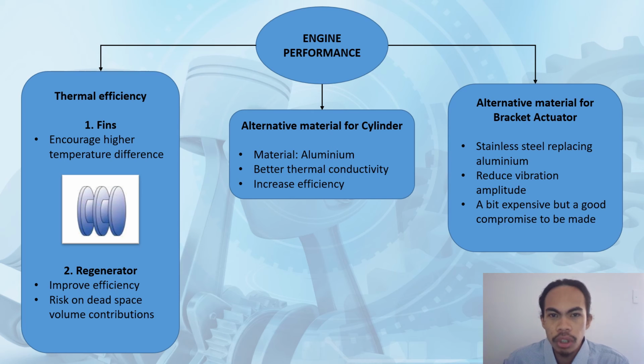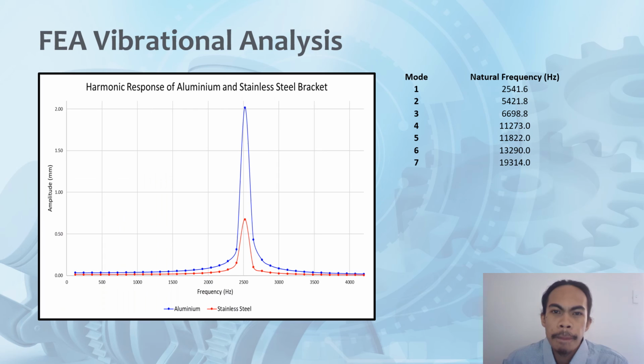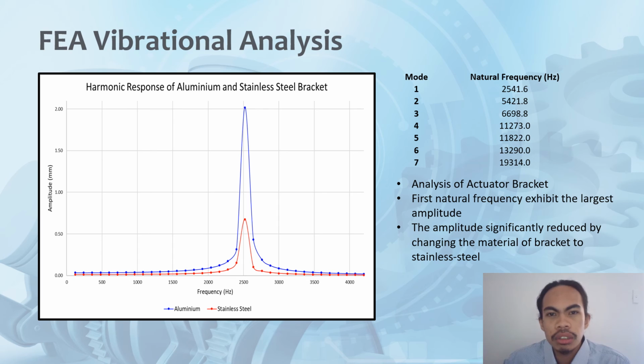This has been proven by the analysis made by our team in terms of vibration. By applying stainless steel, the vibration amplitude can be reduced, and yes, stainless steel is a bit expensive, however this seems to be a good compromise for better performance. This is the result of the vibration analysis. It can clearly be seen that stainless steel handles vibration much better than aluminium.